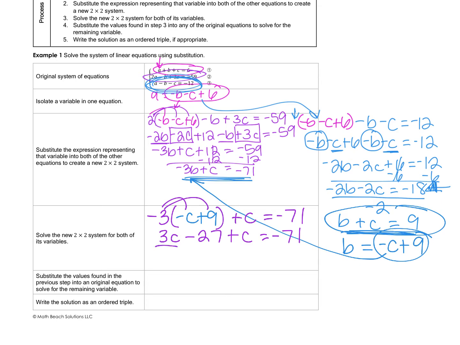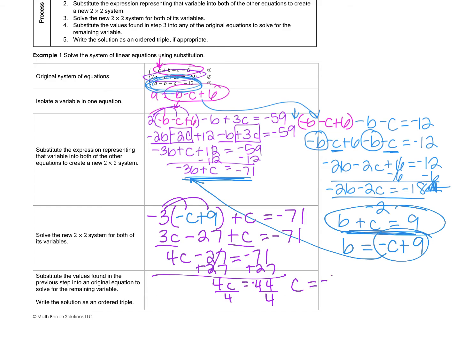Notice now I just have one variable. I have C's, so I'm going to combine them. That's 4C minus 27 equals negative 71. And then I'm going to add 27, so that's 4C, and that's negative 44. All right, so once I do that, divide by 4, and we have our C value. C equals negative 11.